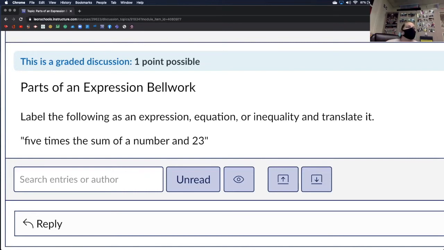There's one thing that's not very explicit. It's not clear, but you do need to include it when you translate. Does anybody know what you should include? Yeah, Trey. Parentheses. Because this is telling me that I'm taking the sum of a number and 23, which I'm going to say is x plus 23, and then I'm multiplying by 5. The only way to do that addition before I do that multiplication is to use parentheses.